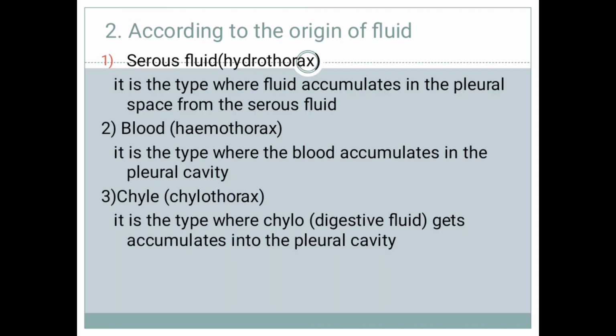And according to the origin of the fluid, there are serous fluid, blood, and chyle. Serous fluid, also known as hydrothorax, is a type where serous fluid accumulates in the pleural space. Blood, also known as hemothorax, is a type where blood accumulates in the pleural cavity. Chylothorax is a type where digestive fluid accumulates in the pleural cavity.